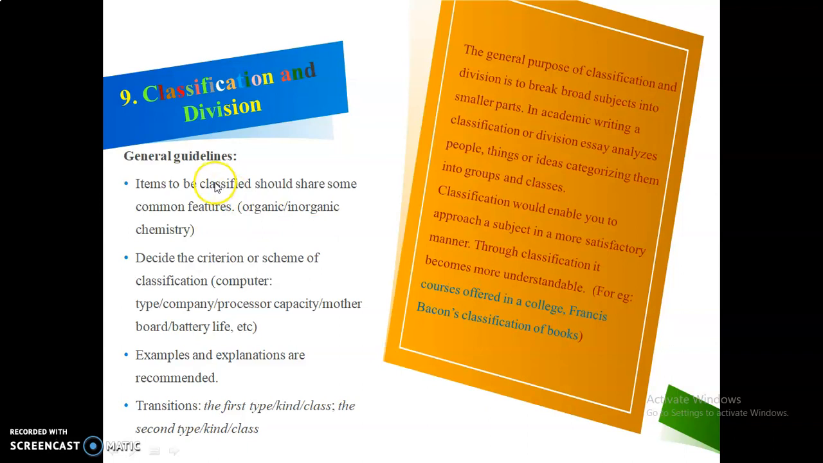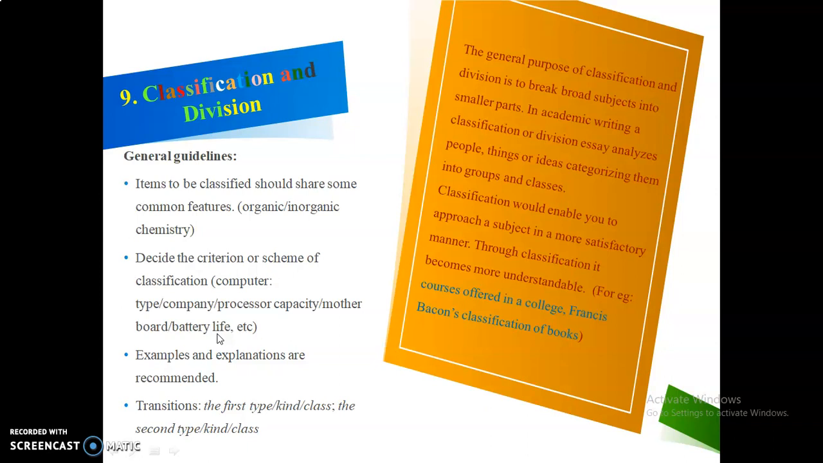General guidelines you need to keep in mind while attempting classification and division writing are: items to be classified should share some common features. For example, organic chemistry, inorganic chemistry, like that. Then decide the criterion or scheme of classification. For example, if you are talking about computers, you need to keep in mind the type of computer, company, processor capacity, motherboard, battery life, etc. Then examples and explanations are recommended.